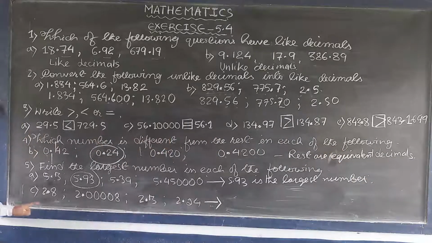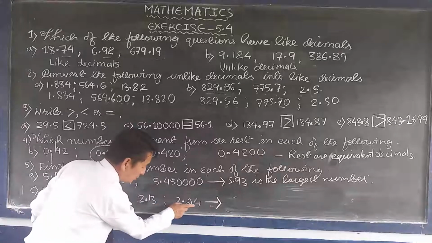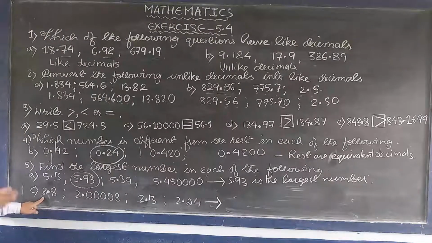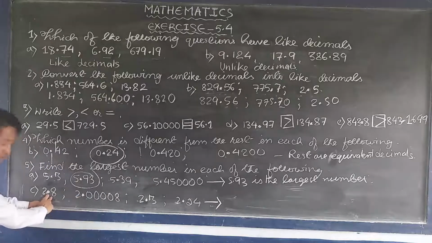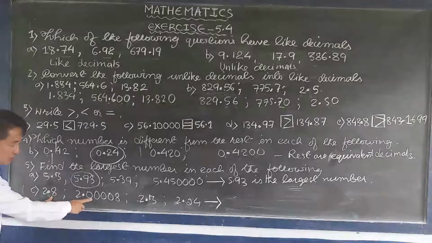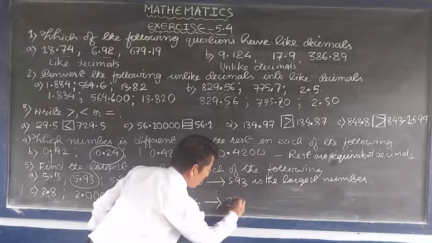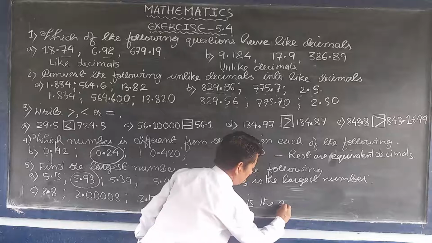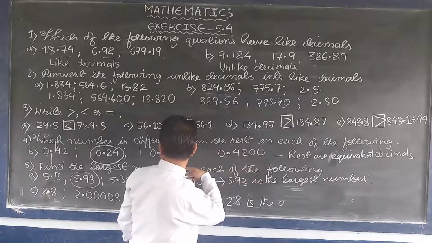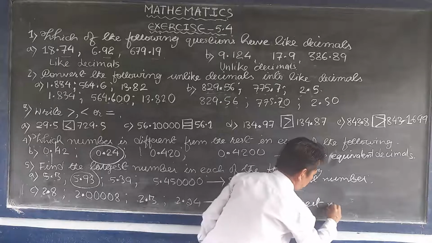Now next, B. 2.8, 2.0008, 2.3, 2.24. First the whole number is the same here, 2. Now the first digit after the decimal is 8 here, and here 0, 3, 2. So 2.8 is the greatest number, or you can write the largest number.